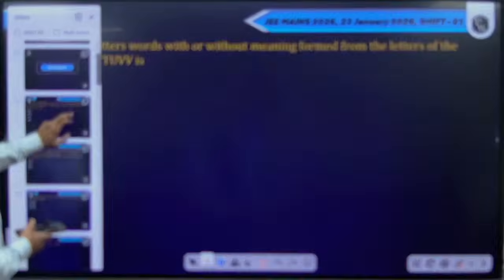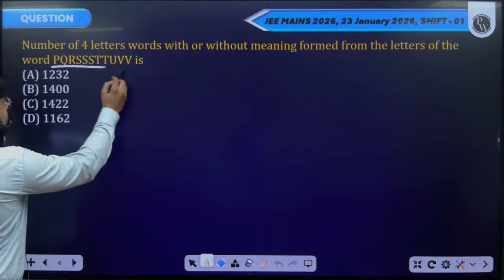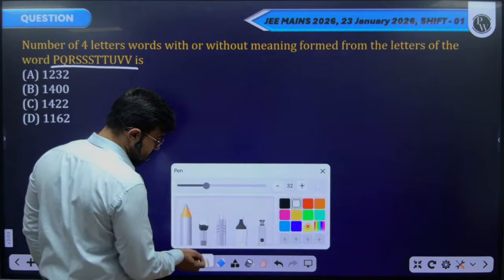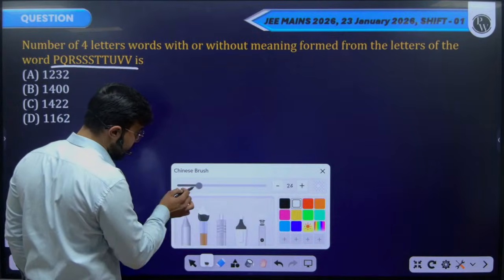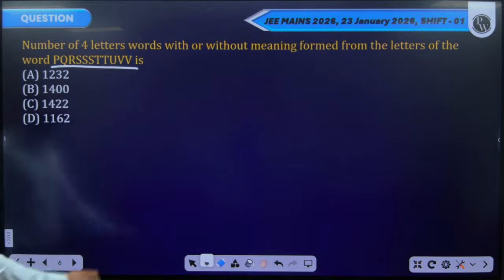So the first question we have is this one. The number of 4-letter words, with or without meaning, that can be formed from the letters of the given word. From this word we have to form 4-letter different words. So how many different 4-letter words can we form from this word?